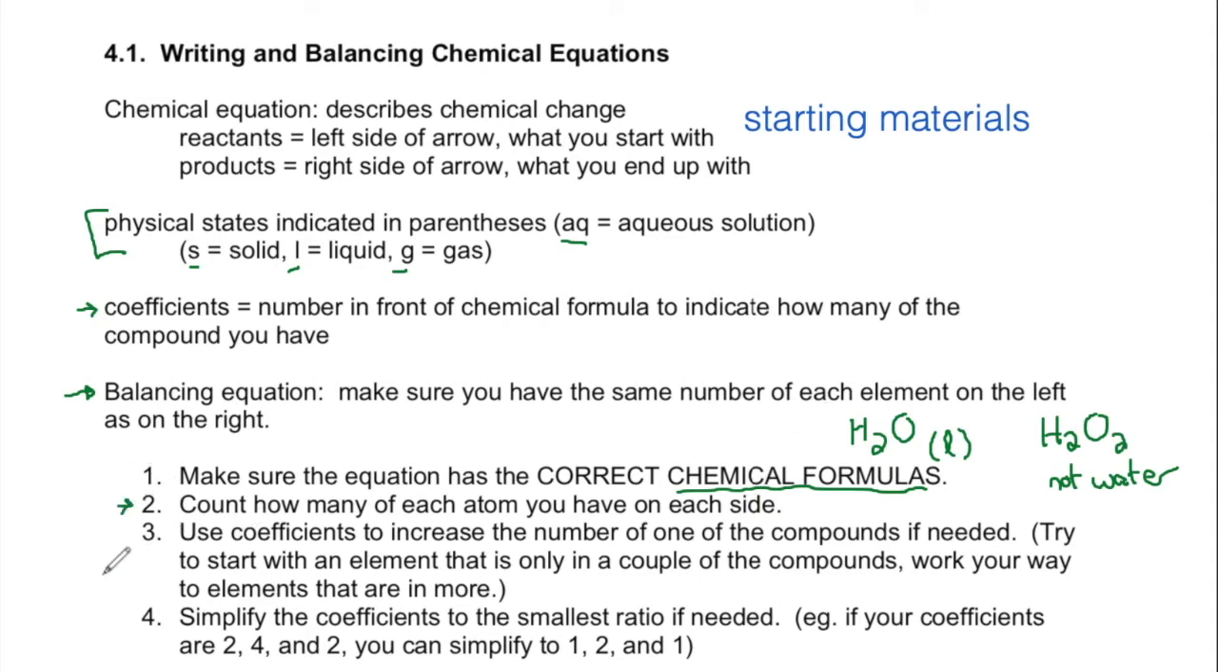And then a good start is to count each atom, or count how many of each element you have on each side. And then if you do not have a match, you can increase the coefficients in front of the compound so that you can have more of the elements that you need that are inside that compound. If you go back and forth too many times, you might find that you do not have the simplest ratio. So you might have 2, 4, and 2 as your coefficients, and that can be simplified. You can divide each of those by 2, and you end up with the coefficients 1 to 2 to 1.